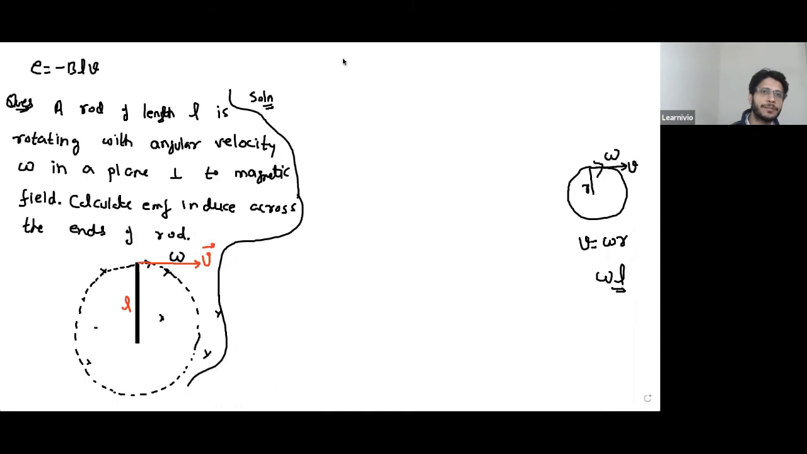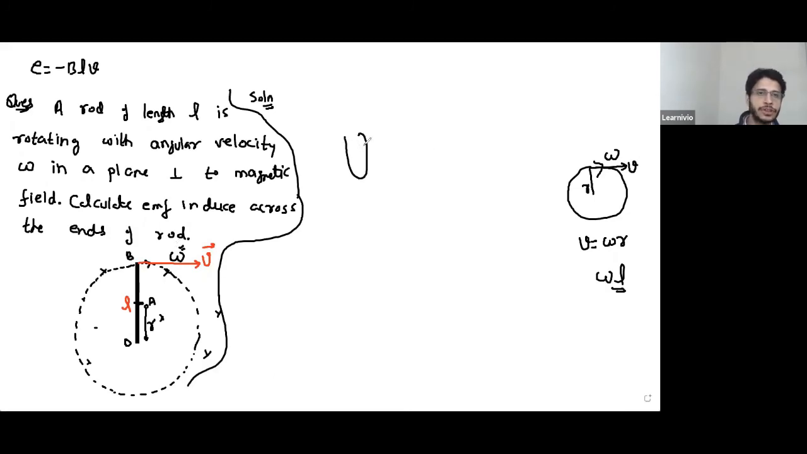Now tell me, if I take a portion of the rod over here, if I take this point on the rod and its separation from the center, I call this R. I'm taking one point A and another point B. The rod is rotating with angular velocity omega. Tell me, will these two points have the same linear velocity or will they have different linear velocities?